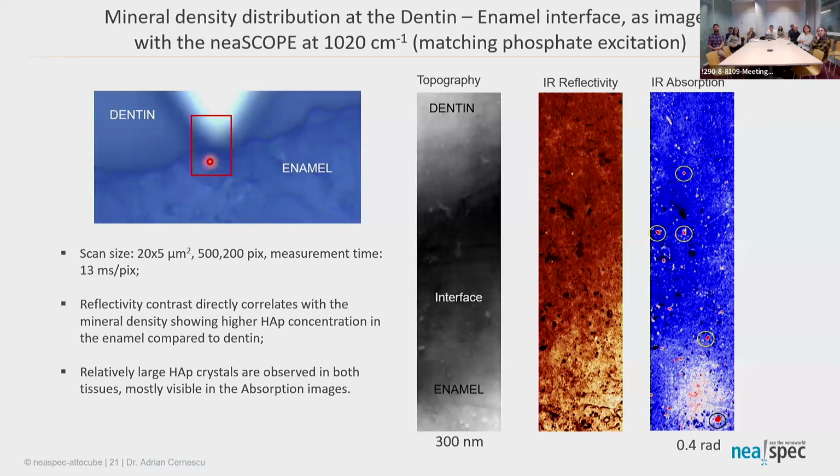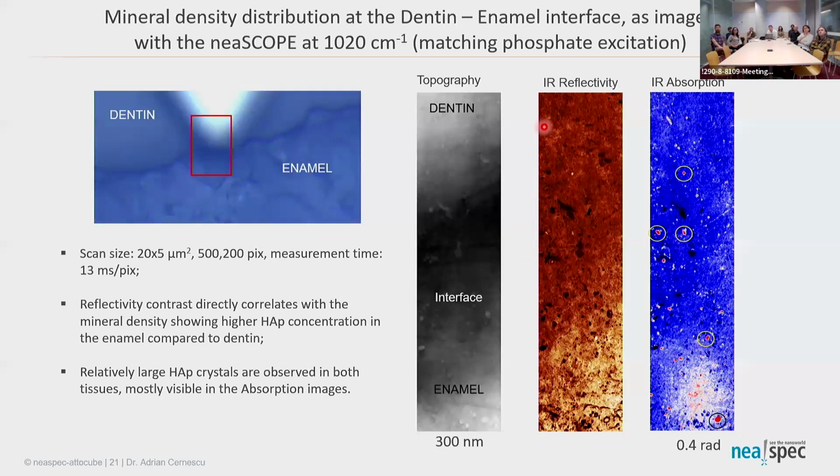And this is a collaboration with some medical doctors from Munich. They were asking if it's possible to see the interface between these two tissues. And of course, in the sample prep, it's good. So there is not a very large roughness. You can see very nicely, not only the topography, but also in this case, the reflectivity and absorption.